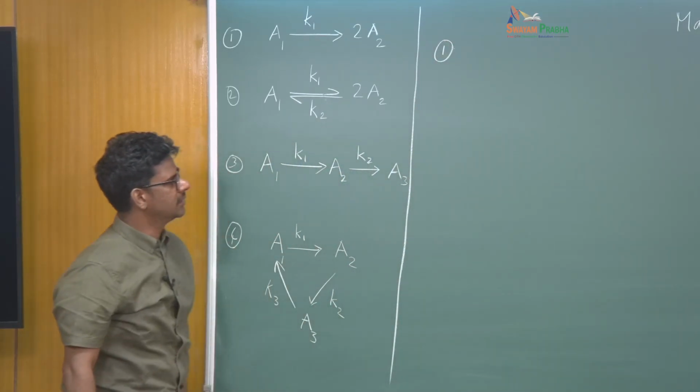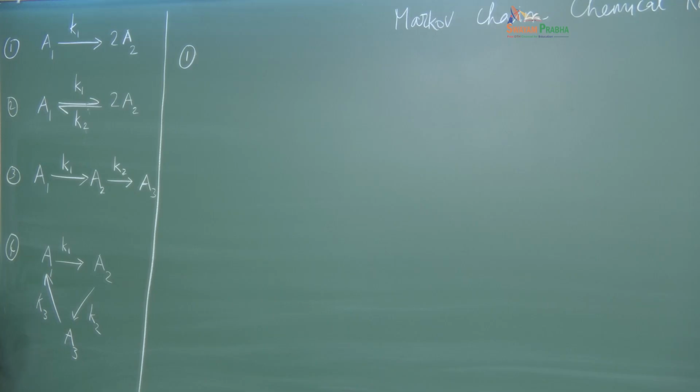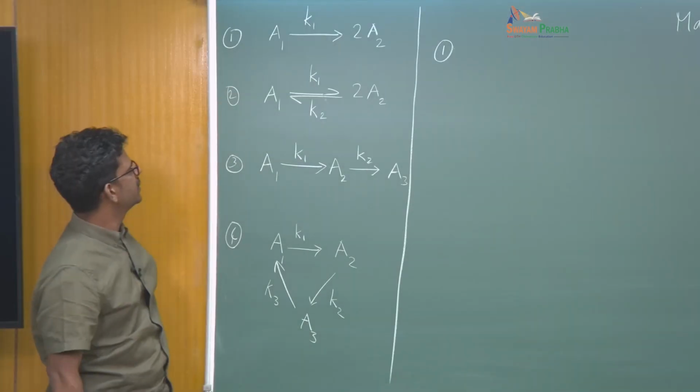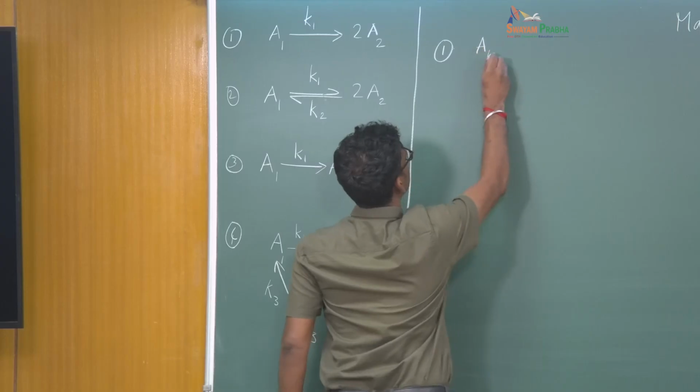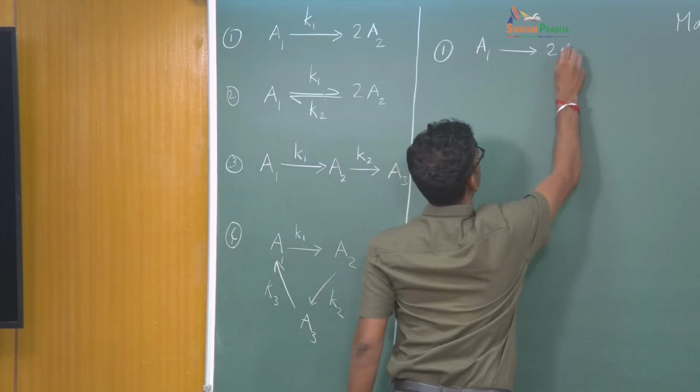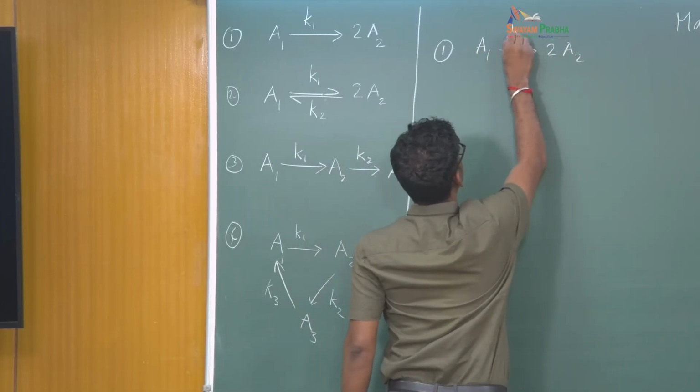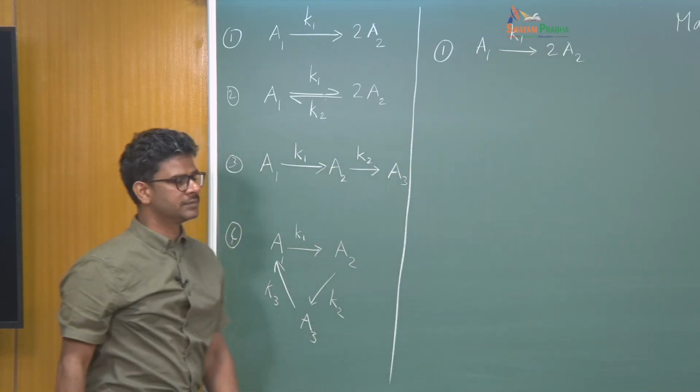In the last class I did not mention exactly how we derive the transition probabilities, so here we will discuss more of that. Let's take the first one. We have A1 giving rise to 2A2 with the rate constant of k1.